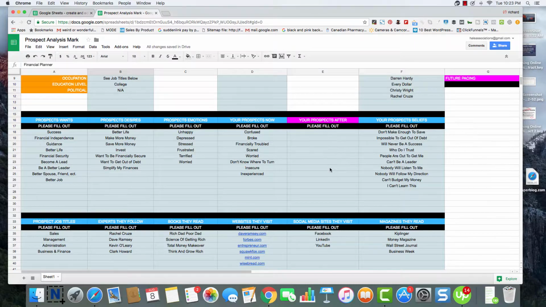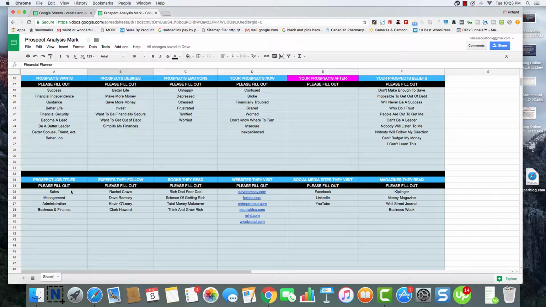And we can even dive deeper. We can start looking at job titles. We can look at the different experts they follow. A lot of people may know Dave Ramsey. So we can go look at Dave Ramsey's website, social media platforms, all the different video content, all his blog content. We can see the engagement.